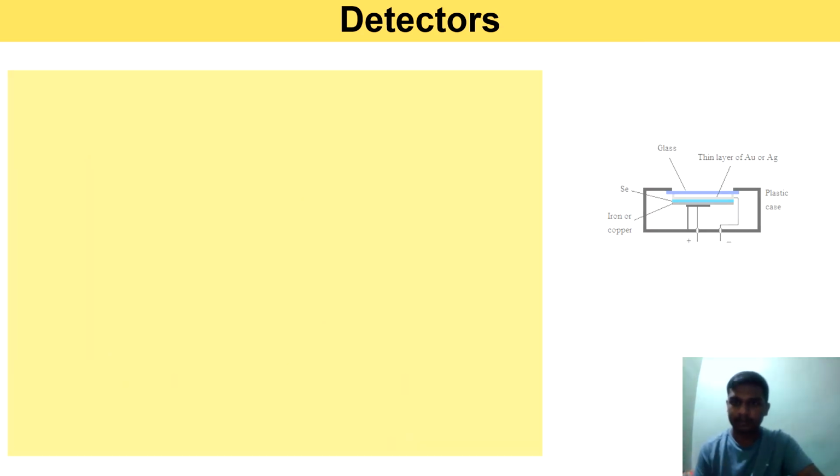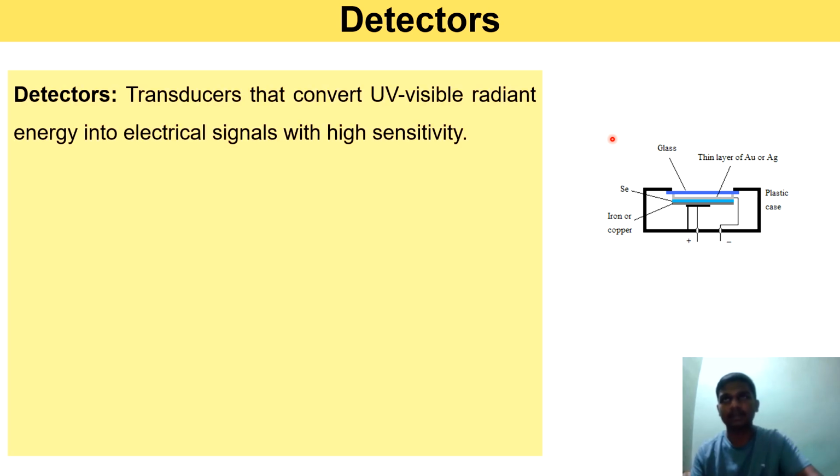The fourth part is detectors. This is one of the kinds of detectors. A detector is a transducer that converts UV visible radiant energy into electronic signals with high intensity. Here, photon transducers are used for the UV visible region. An ideal transducer should have high sensitivity, a high signal to noise ratio, and a constant response to radiation over a wide range of wavelengths.